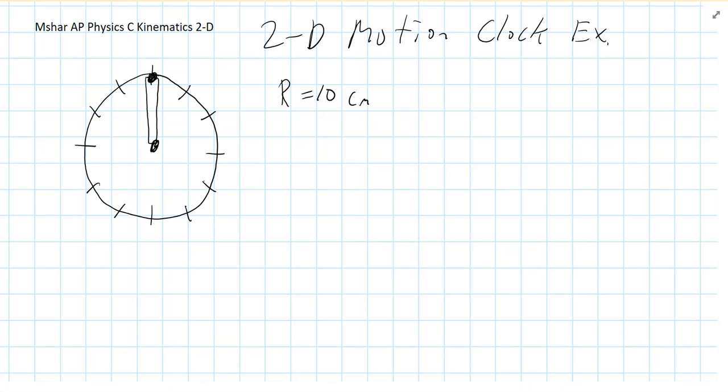I'd also like to calculate its average acceleration, linear acceleration, as it travels from the noon to the 3 o'clock position. Now to make this really clear, how long does it take a minute hand to go from the noon position to the 3 o'clock position? Well, that's 15 minutes. So that's the first big hint for you. Again, I'm looking for averages.